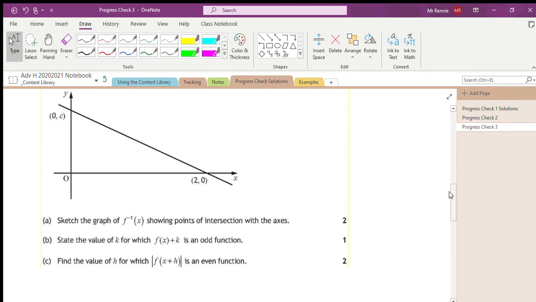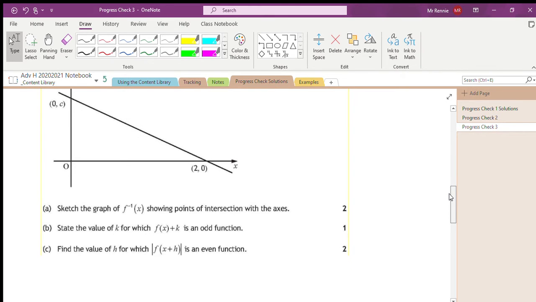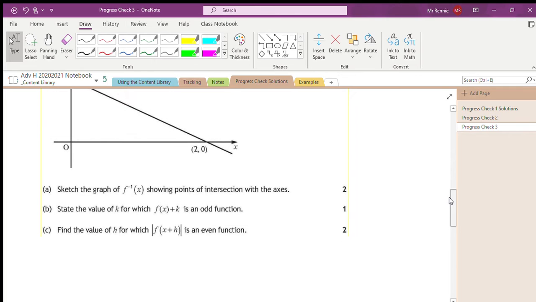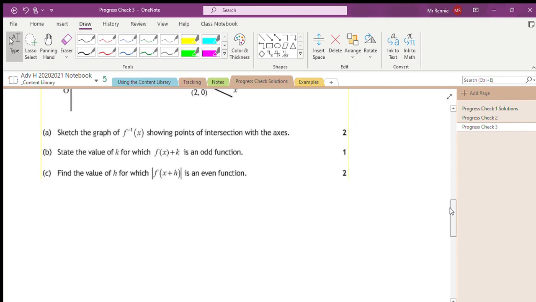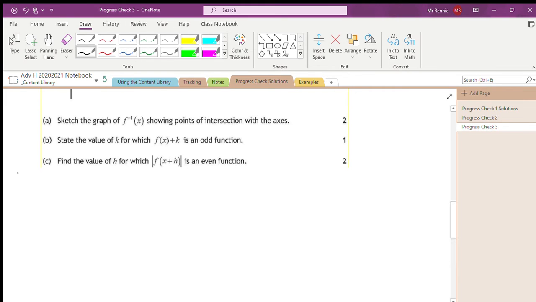B is then given a function f of x. If we add a constant k onto it, what value would make it an odd function? And C, we're talking about absolute values here, so we're thinking about a graph as absolute values, and it's going to shift as well. We'll deal with that one at a time, starting off with A.